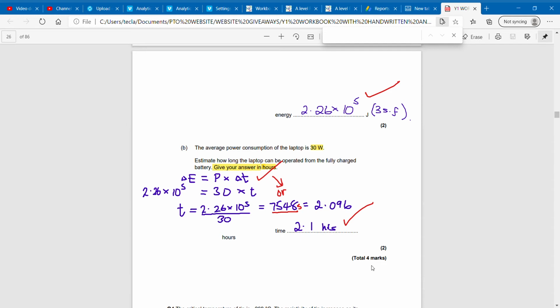So 2.26 times 10 to the 5 equals 30 times T. And then we're going to rearrange that and solve it for T. So T equals 2.26 times 10 to the 5 divided by 30, which is 7,548 seconds. And then converting that to hours, it's 2.1 hours. It does say give your answer in hours, so we have to read that very, very carefully. Otherwise we will drop a mark.